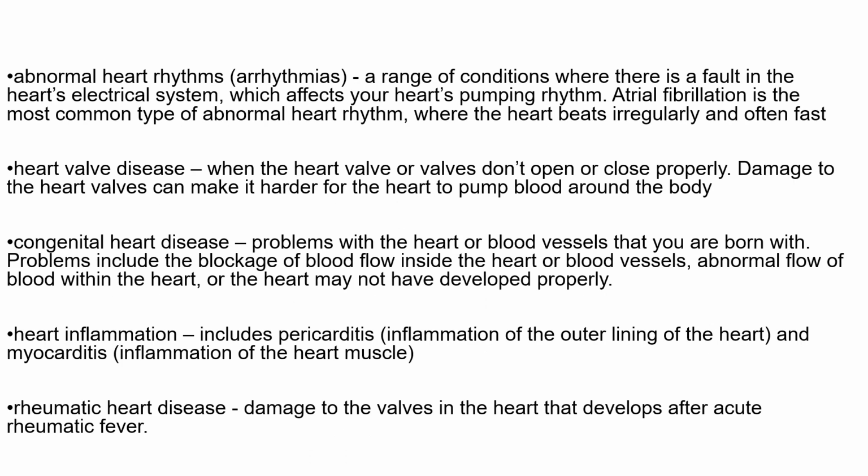Arrhythmias, also known as abnormal heart rhythms. This is a range of conditions where there is a fault in the heart's electrical system which affects your heart's pumping rhythm. Atrial fibrillation is the most common type of abnormal heart rhythm where the heart beats irregularly and often fast. There's heart valve disease when the heart valve or valves don't open or close properly. Damage to the heart valves can make it harder for the heart to pump blood around the body. There's congenital heart disease, which involves problems of the heart or blood vessels that you are born with.